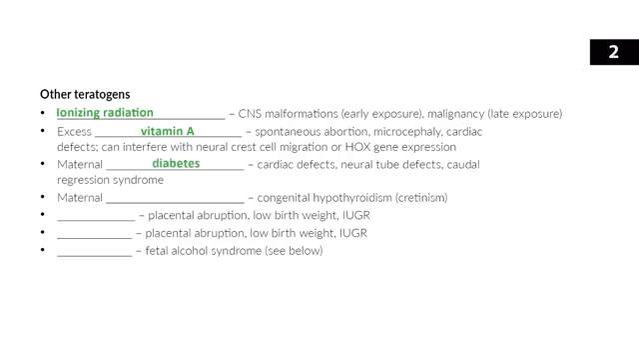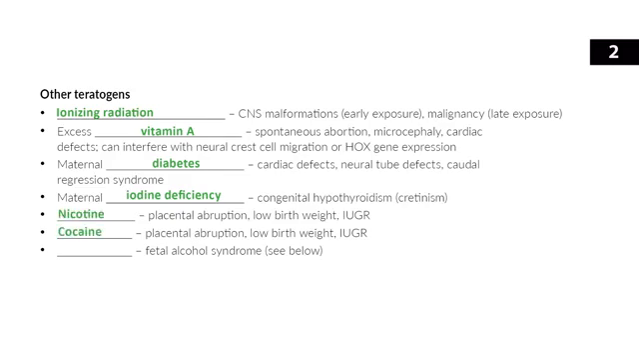Maternal diabetes can cause all sorts of problems like cardiac defects and neural tube defects. It can also cause something called caudal regression syndrome, where the sacrum fails to develop normally. Not gestational diabetes, because that happens way after the embryonic period and organogenesis. We're talking about women with pre-existing diabetes who then become pregnant. Along the same lines, maternal iodine deficiency can cause the baby to be born with congenital hypothyroidism, which we call cretinism. In this case, it's not the iodine that's teratogenic, it's the iodine deficiency that causes problems.